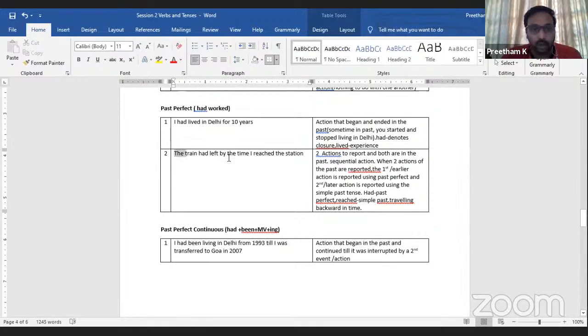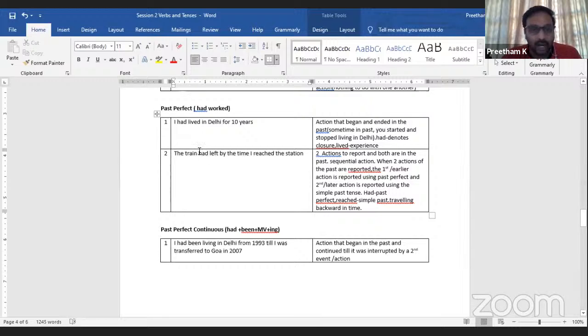So this is very much important. Here we are talking about two past events. One is left. The train had left, then I reached. So when do you use had? You use had with the verb that ends first. That is the rule. Because you can even say the train left by the time I had reached the station. Even that sounds correct, but it is not grammatically correct.